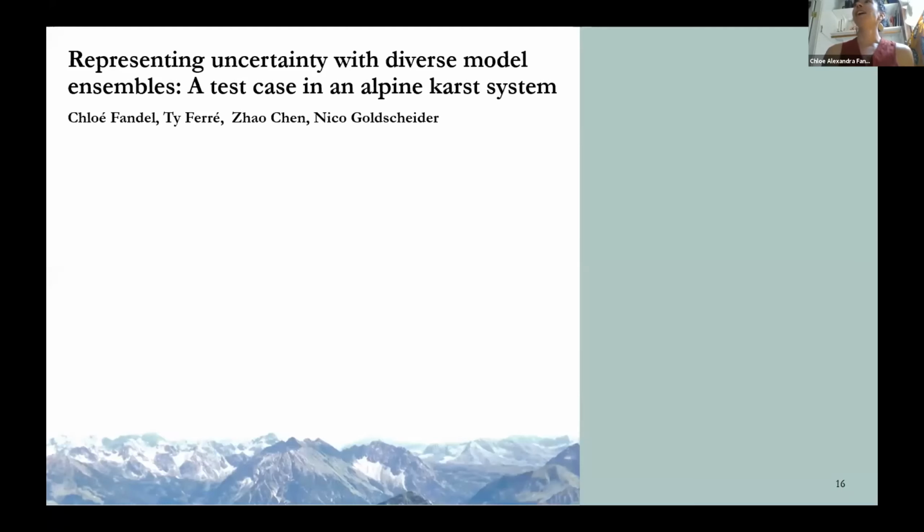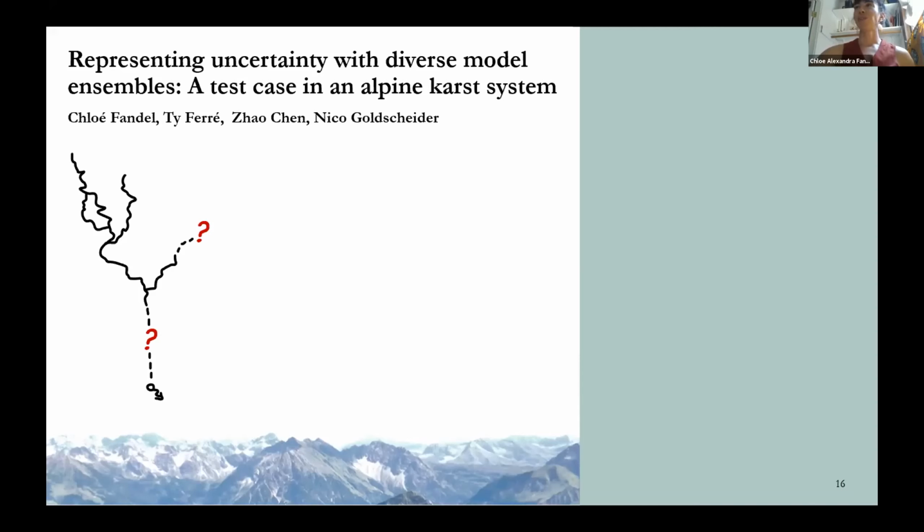So what I'm trying to do is model karst systems, which is hard. And I'm using an ensemble modeling approach, so many, many different models of the same site, to try to understand the uncertainty in the model predictions. And this project is a collaboration with myself and Fryar here in Arizona, and then Zhao Chen and Nico Goldscheider at Karlsruhe Institute of Technology in Germany, which is where the field site that we're using is.